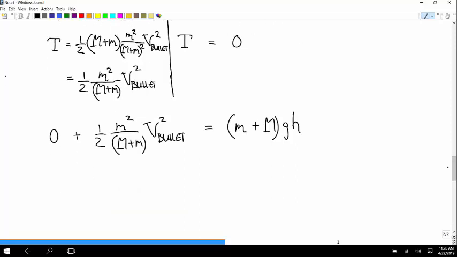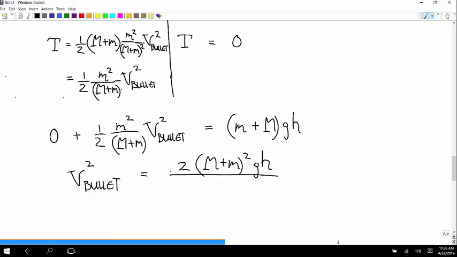And now we're just solving for V bullet. So let's see. V bullet squared is equal to 2 times the quantity big M plus little m squared times GH, divided by little m squared.